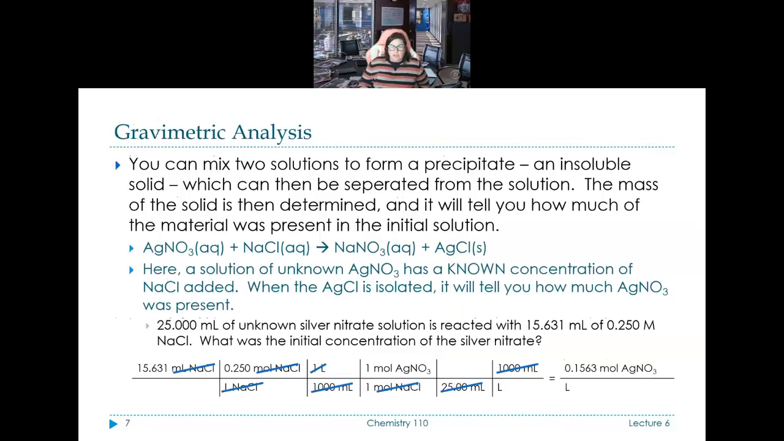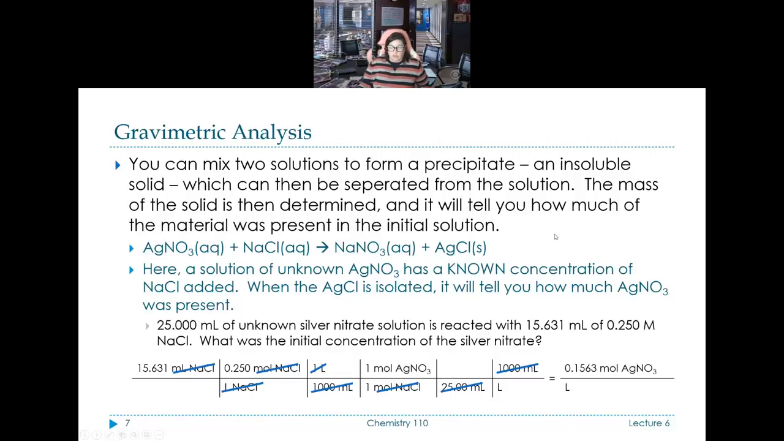Gravimetric analysis. Oh, Lord. All right. Well, what is gravimetric analysis? I can mix two solutions to form a precipitate, an insoluble solid. We talked about how we determine if it's an insoluble solid before, which can then be separated from the solution. So I can find a way to pull off that solid precipitate. The mass of the solid, once it's dried out, can then be determined, and it will tell you how much of the material was present in the initial solution. Okay, all of that I'm sure makes absolutely no sense.